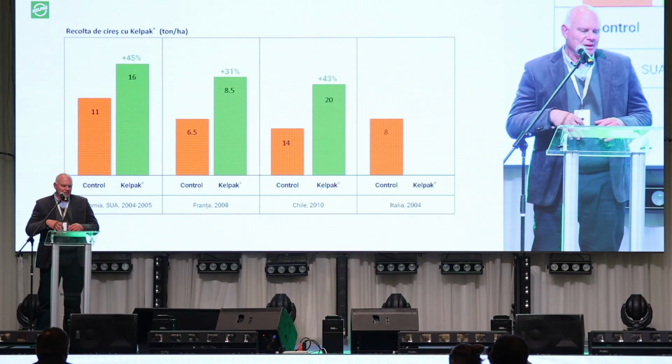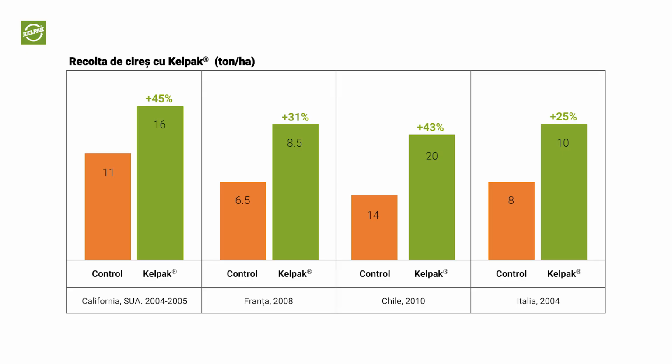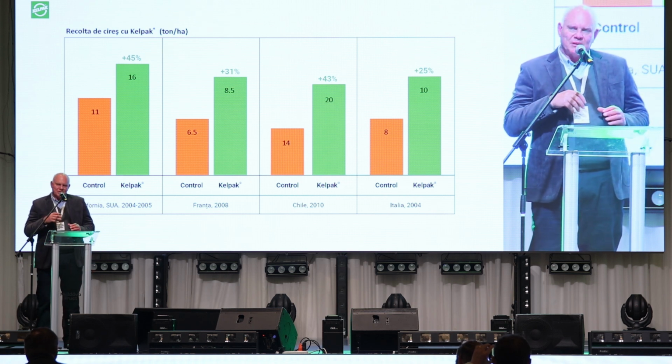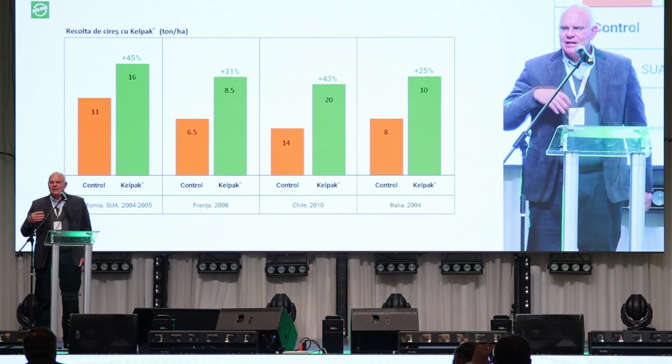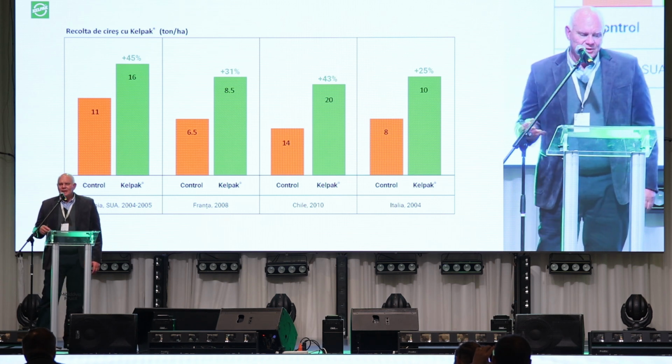So here I'm giving an overview more globally. We've done trials in California where the Kelpak program gave a significant increase. We've done trials in France, in this case with Kelpak applied 3 times during the flowering stage. Trials in Chile where Kelpak was applied during the flowering stage and then again at the straw stage, the change of color, and some time later as well. And then most recently, a trial in Italy, which I've already shown you the results.